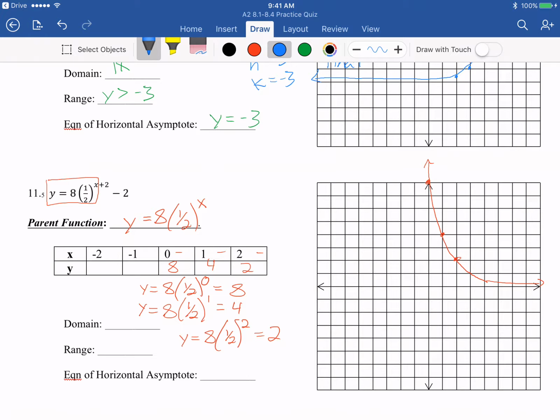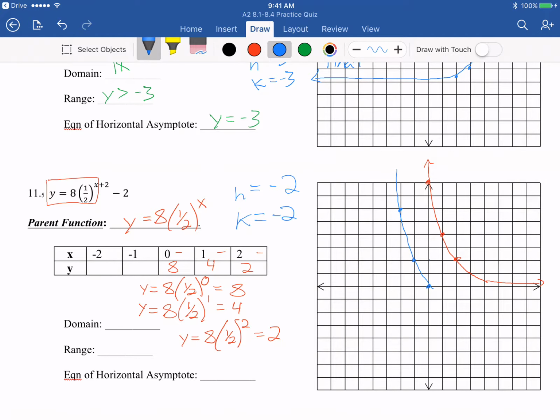I got to make sure that I move this, my h and my k. So my h for this guy is -2. My k is also -2. So this guy I know has to move left 2 and down 2. So each one of these points, I go left 2, down 2, left 2, down 2, left 2, down 2.